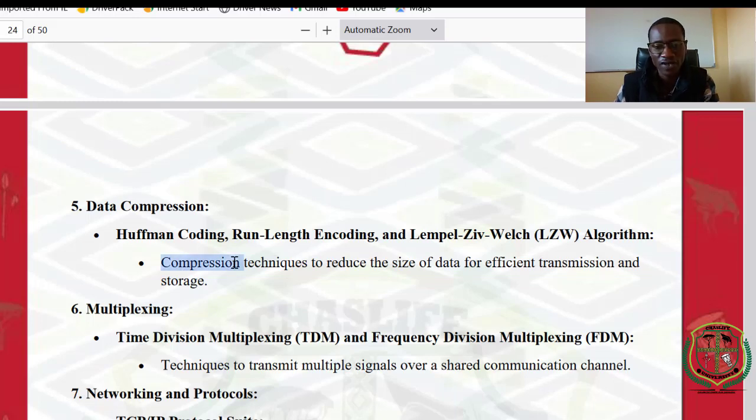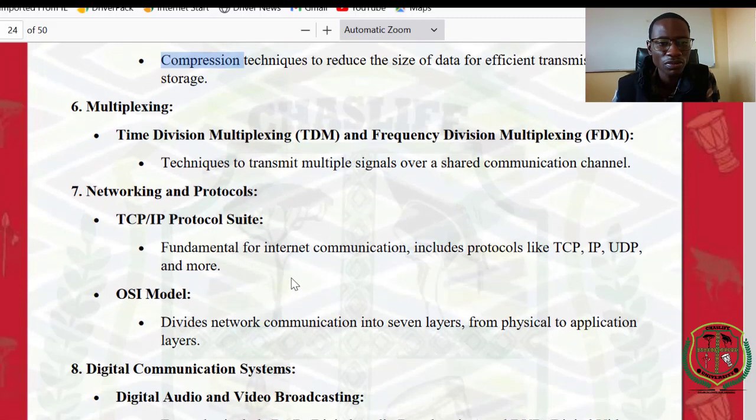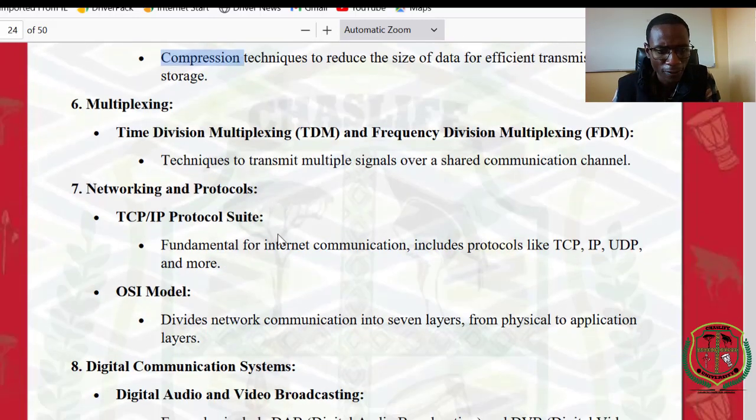It will take a lot of time. That's why if you upload a large photo on WhatsApp from the computer, it will take time to load, okay? So basically, when we talk about multiplexing here, time division multiplexing and frequency division multiplexing, these are techniques that are used to transmit multiple signals over a shared communication channel, okay?